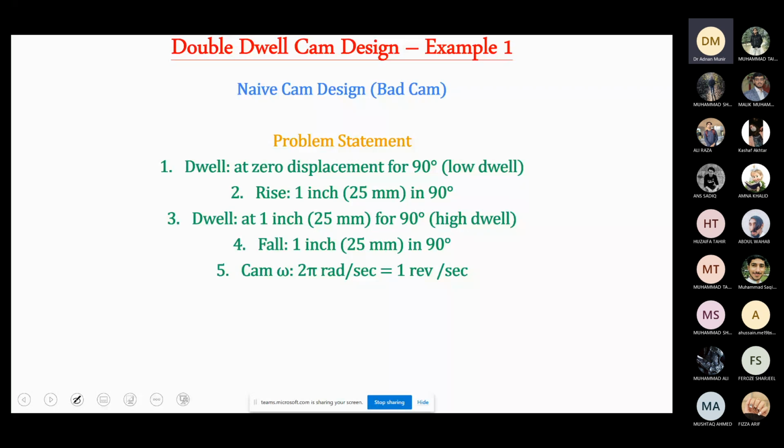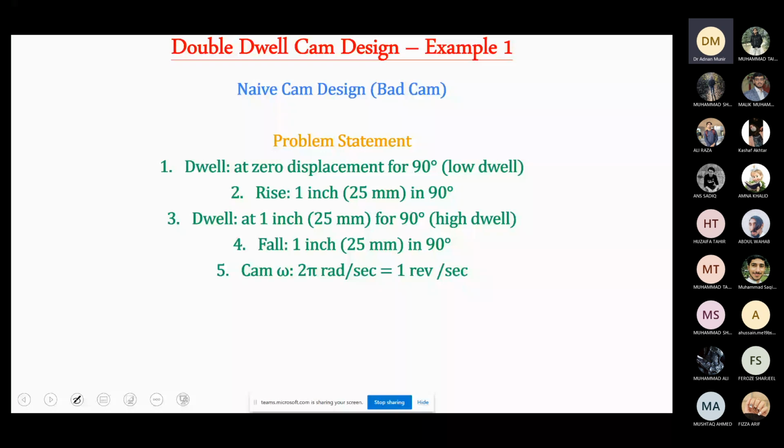The problem statement that you will be given in the exam for such questions will specify a dwell at zero displacement for 90 degrees. This is called low dwell. So from 0 to 90 it is low dwell, which is zero displacement. Then we have a rise of 1 inch, 25 mm, in 90 degrees. Normally you will be specified a function, whether it will be simple harmonic or linear. In this case we are assuming it to be a linear function. So it is going linear, with the displacement increasing linearly from 0 to 25 mm in 90 degrees.